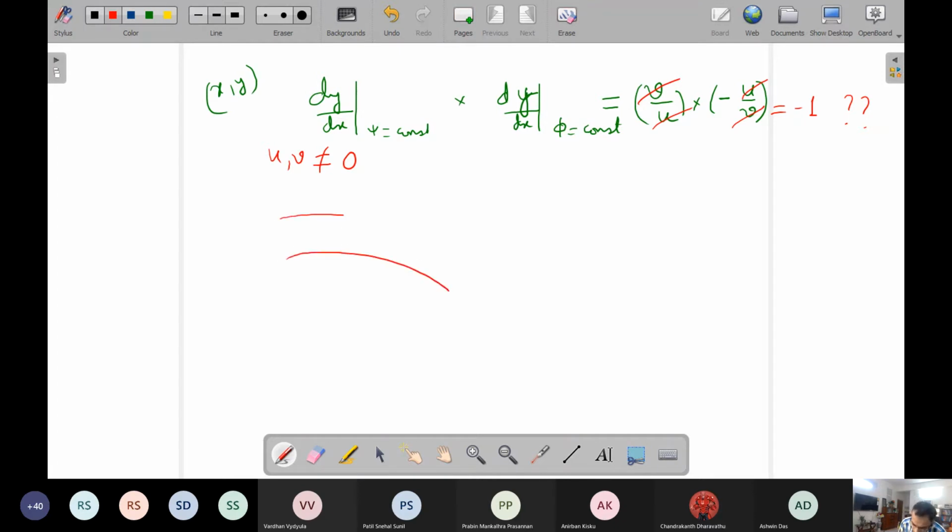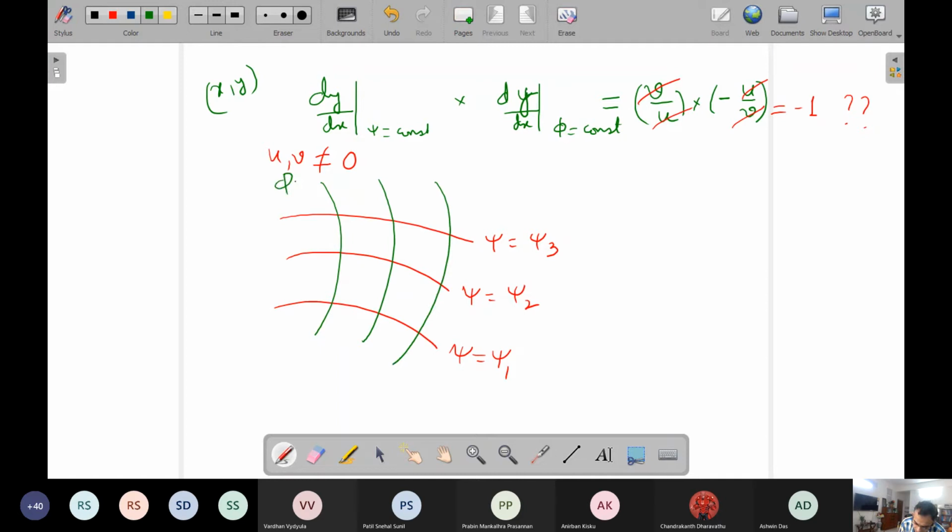So if you have, say, a family of lines with psi equal to psi 1, psi equal to psi 2, and psi equal to psi 3, we are trying to see what is the geometrical relationship between, say, phi equal to phi 1, phi equal to phi 2, and phi equal to phi 3. So for that, we have identified a common point x comma y. This is one common point, just as an example. Then by dy/dx at that common point, we physically mean a tangent to the curves, so these become straight lines, and this is m1 and this is m2.